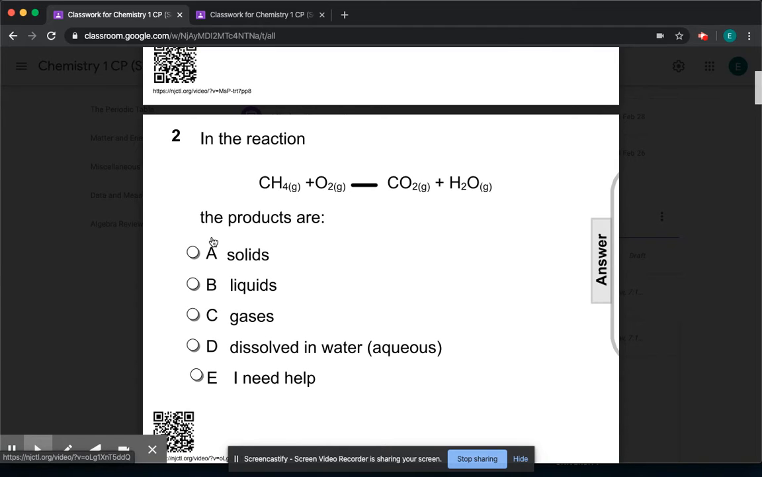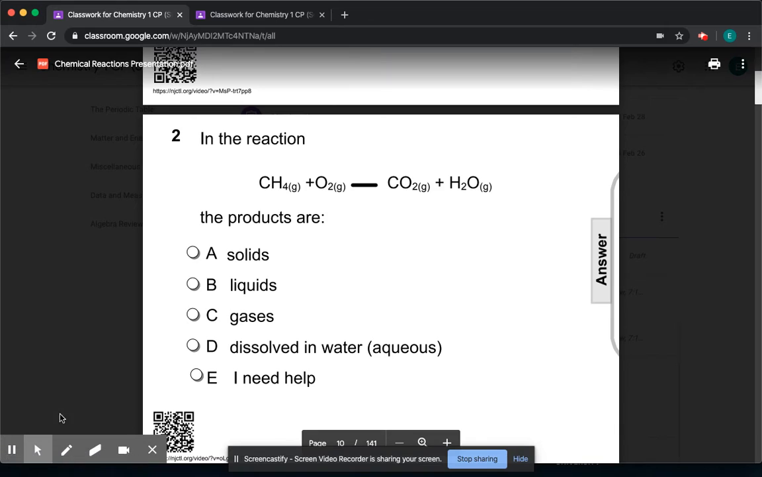And the same reaction, the products are what? Are they solid, liquid, gases, or dissolved in water, which would be aqueous? You have to look at the symbols here. We have 2 Gs. G means gas. So our products are gases.